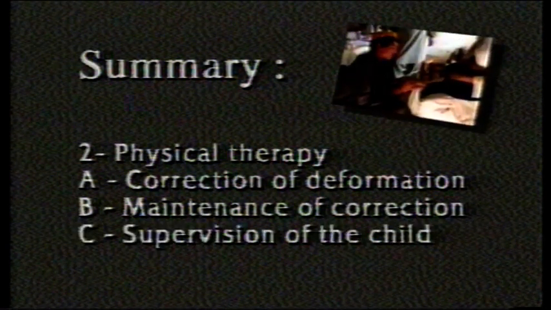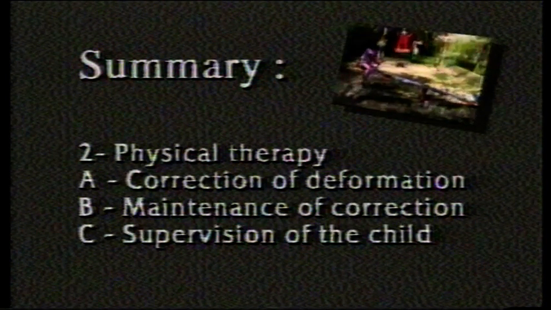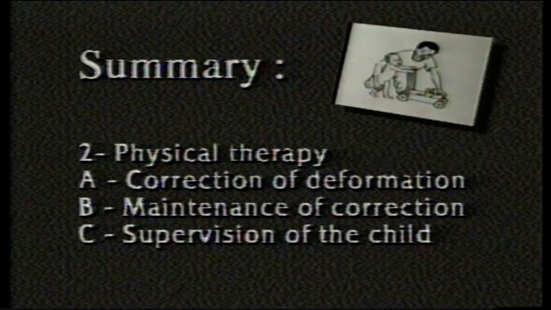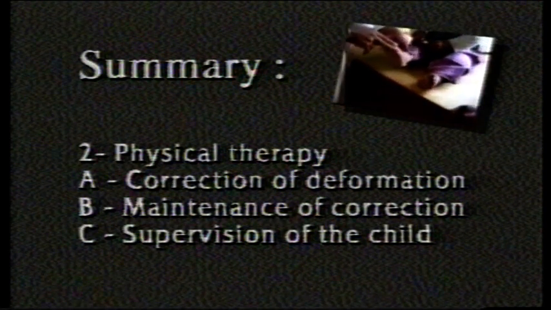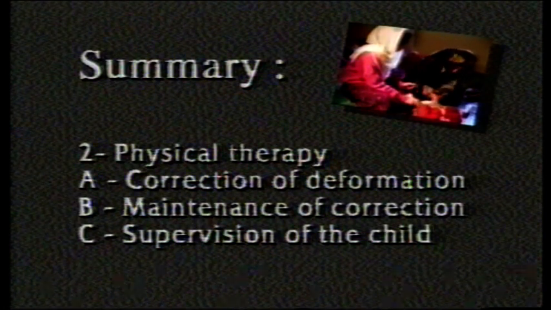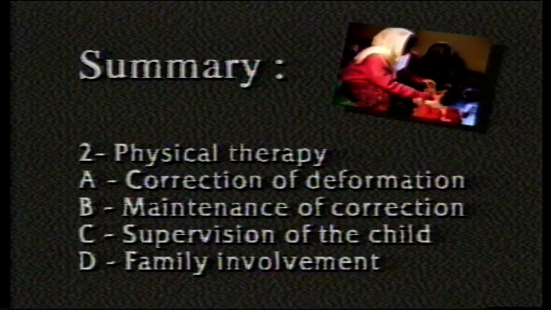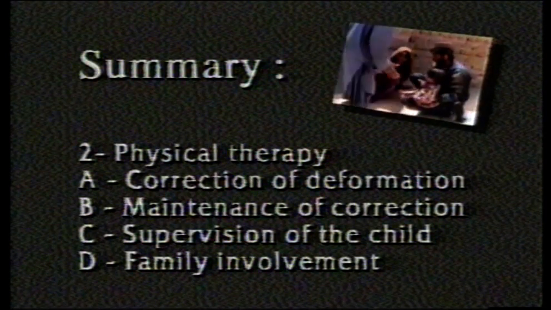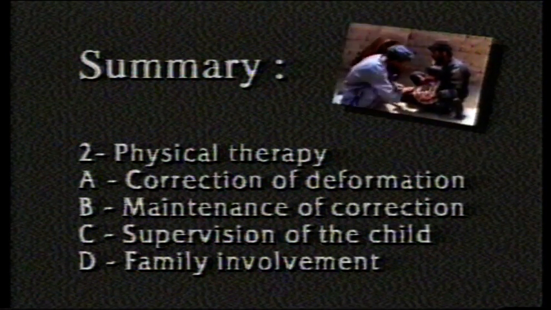Supervision of the child. This includes two essential points: functional treatment, adapted to the context of the child, and regular assessments until adolescence to avoid any recurrence of the deformation. Throughout the entire treatment and at each stage, the family must be involved in exercises and therapeutic progress. This condition is important for the success of the treatment.